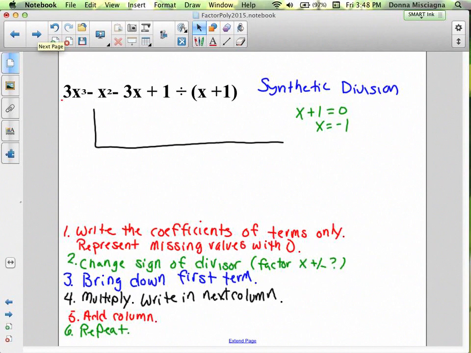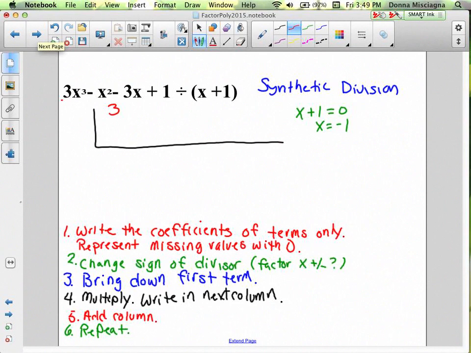All right, so I have the steps there. Our first thing is we're going to write the coefficients of the terms only. If we have anybody missing, we have to represent them with a 0. So remember when we did long division and we didn't have an x to the 4th, we had to represent it with a 0. Here we have everybody. We have the cube, we have the x squared, we have the x, and we have the constant term. So we're only going to write the coefficients. So that saves us a little time.